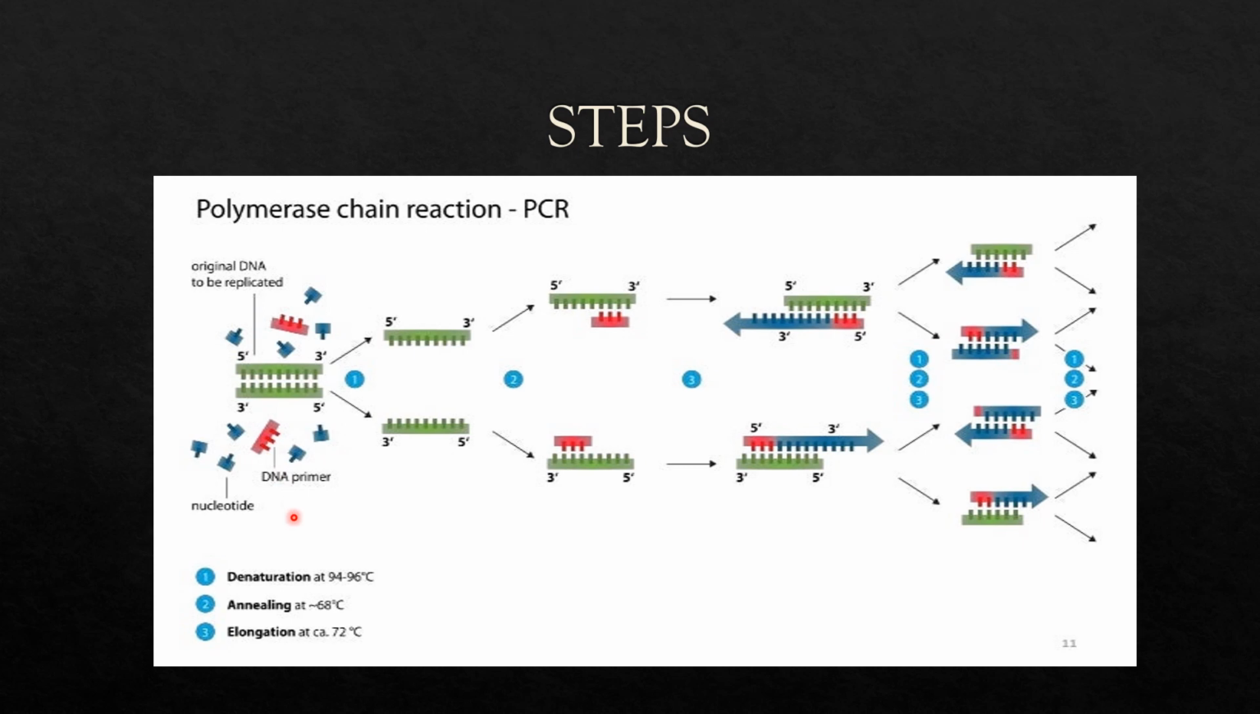At a temperature of 94 to 96 degrees Celsius, separation of the DNA occurs to form templates. Okay, now the templates are formed over here. Now at a temperature of about 68 degrees Celsius, annealing occurs. Annealing means the primer goes and attaches to the template DNA. Now at 72 degrees Celsius for 2 minutes, it undergoes extension or elongation. This process goes on, and so we get billions and billions of copies.